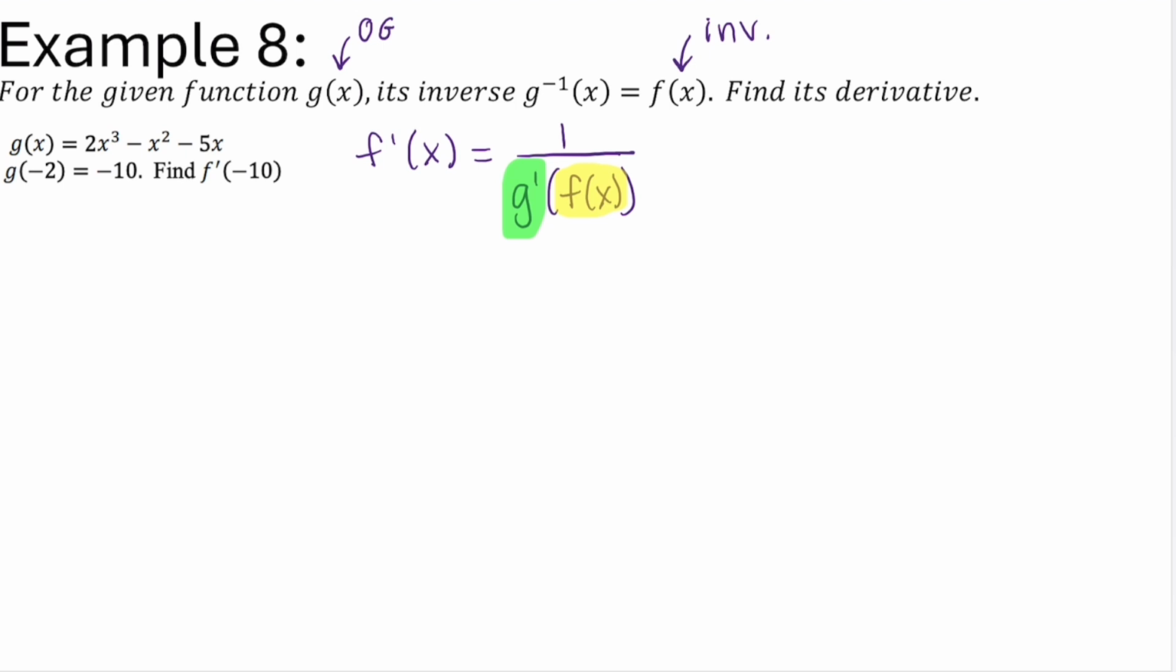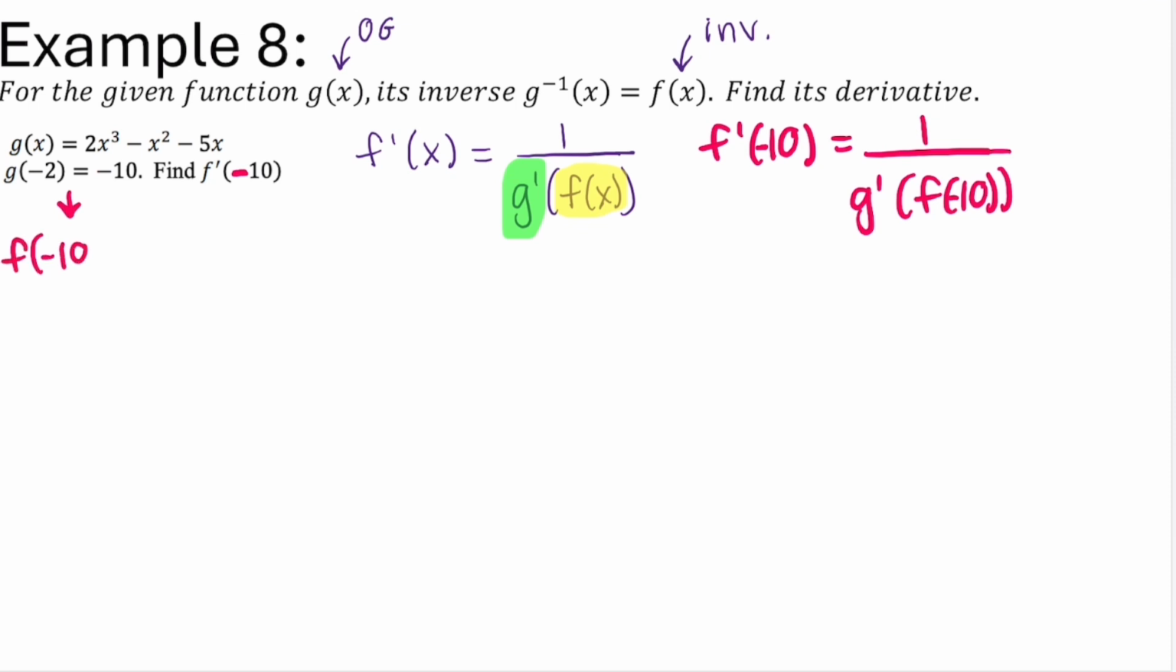All right, so we're trying to find f prime of 10. Okay, which means that's going to be 1 over g prime of f of 10. So we need to make sure we know what f of 10 is. Negative 10. I wrote 10 for all of those. That's supposed to be negative 10. All right, because it's negative here. So we're trying to find f prime of negative 10, which means we need to know what f of negative 10 is. I know that g of negative 2 is negative 10, which means f of negative 10 is negative 2.